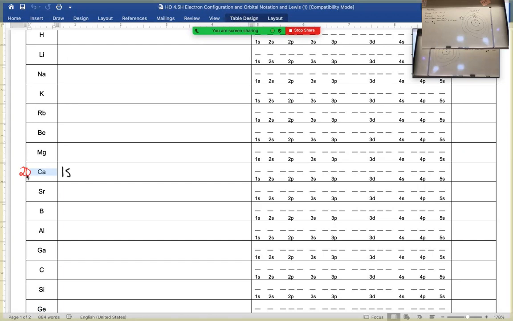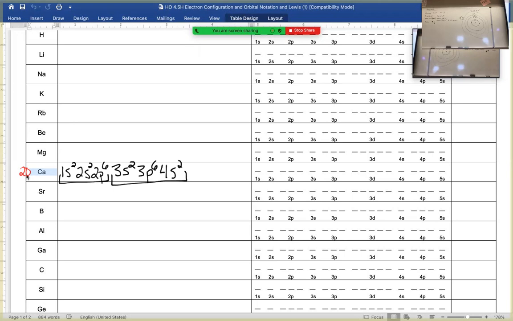1s. How many can we put in there? 2. What's after 1s? 2s. We can put 2. And then what? 2p. We can put 6. We're up to 10 electrons. We have filled the first and second energy level, so we got to go 3s. We can put 2 in there. After 3s, we got 3p, you can put 6 in there. Before 3d comes 4s. You can put 2 in there. We got another 10 here. 10 and 10 is 20. I think we're done. Cool.